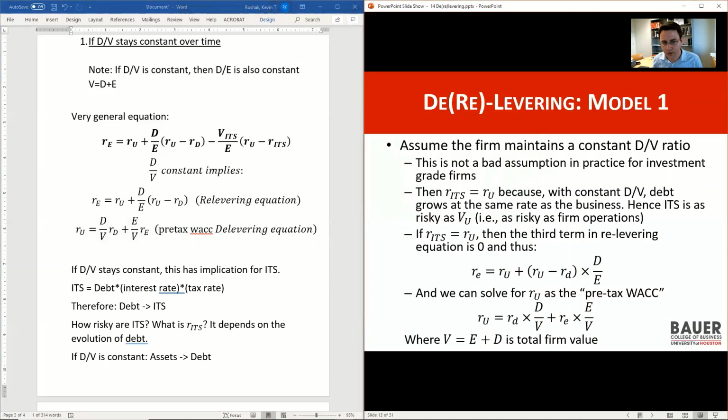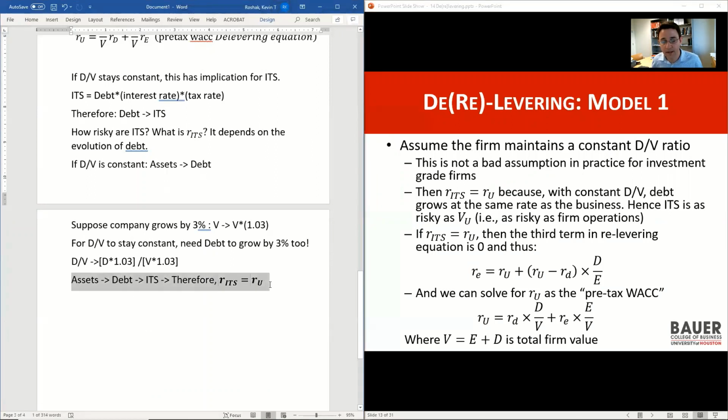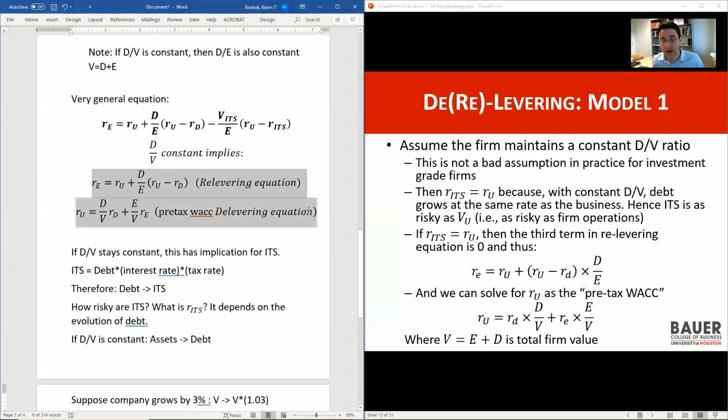So in the slides, we're just walking through the logic, everything we discussed, but big picture, we have the following chain of causation down here. If you keep the debt to value ratio constant, then the assets drive the level of debt, which means that the assets are driving the tax shields, which means that the tax shields are growing and shrinking with the assets. So the risk of the tax shields is the risk of the assets. That lets us simplify this very general equation into something very simple so that we can study the discount rate on the equity and the discount rate on the assets.